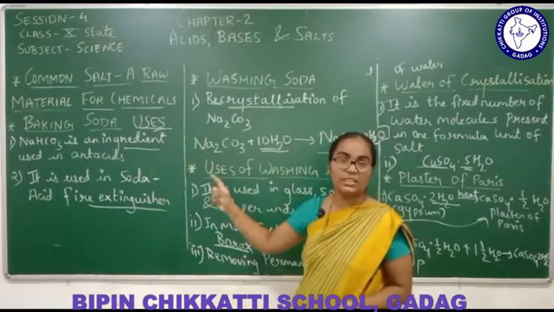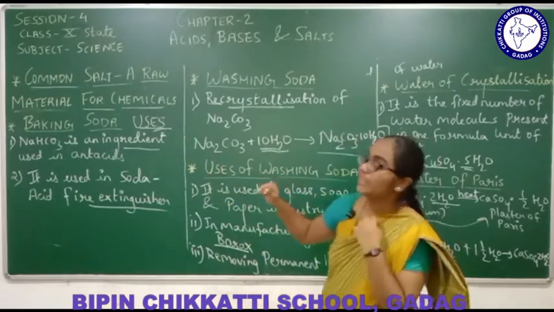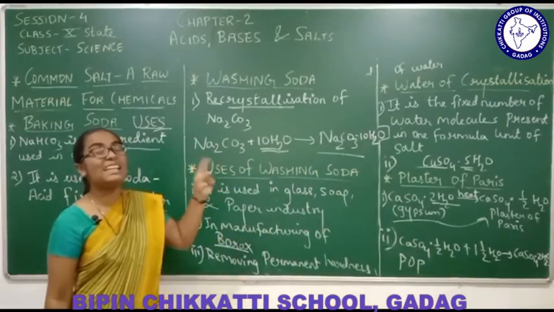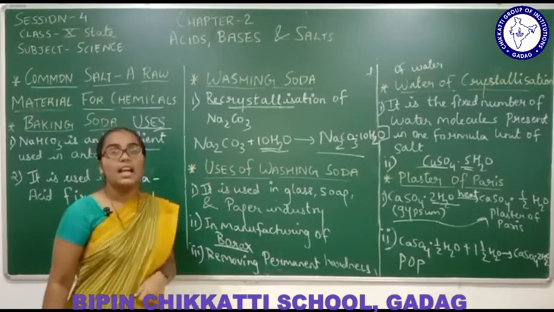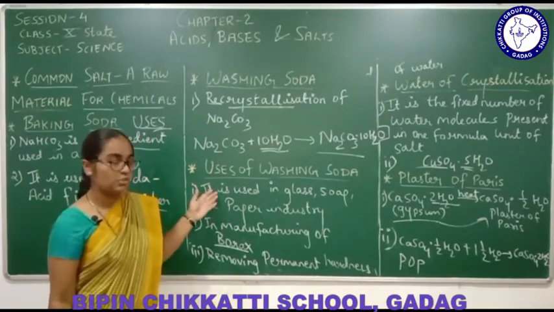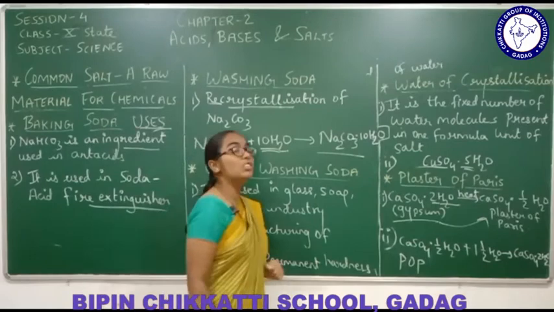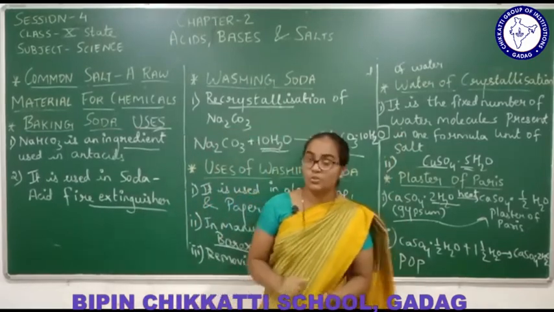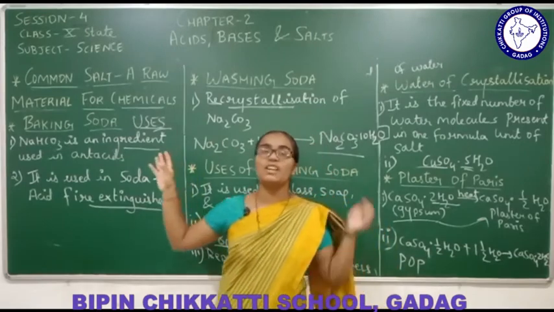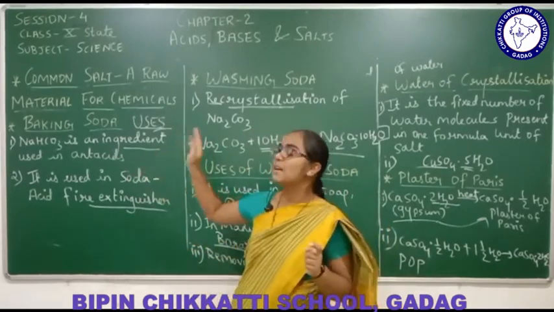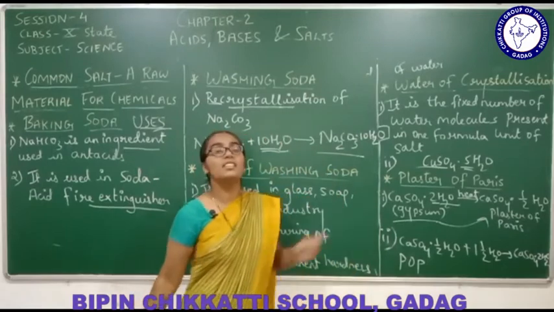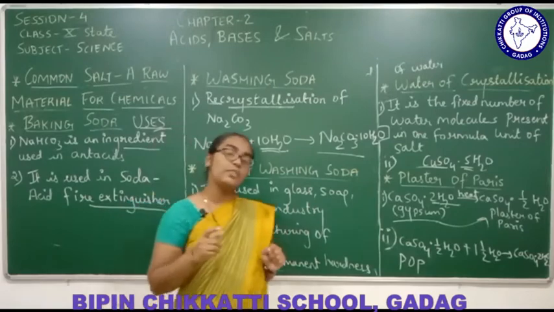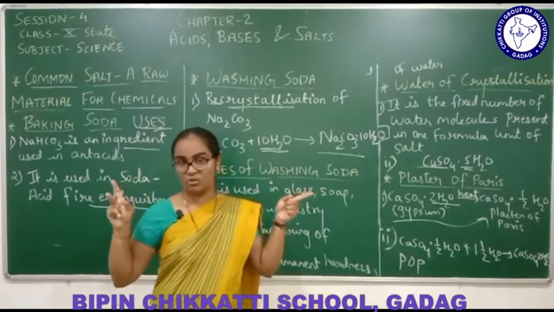Now we studied over here the uses of baking soda. Along with that, the production of washing soda, how the washing soda is produced by recrystallization of sodium carbonate, and then what are the uses of washing soda. Apart from that, what is water of crystallization, and then plaster of Paris, right? So do not get confused between baking soda and washing soda. Baking soda is nothing but sodium hydrogen carbonate. Washing soda is nothing but sodium carbonate with 10 water molecules in it, right? So this is a huge difference between the baking soda and the washing soda.